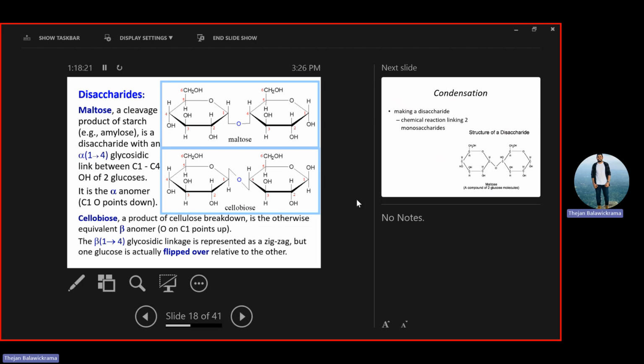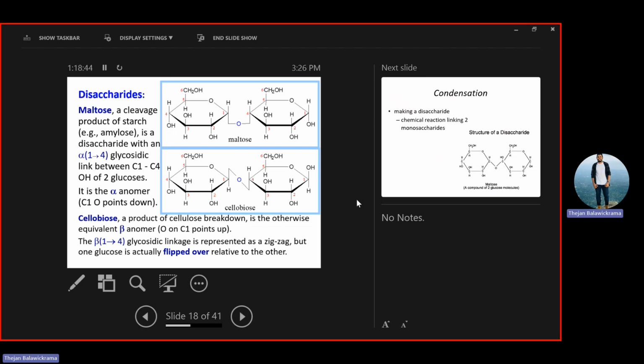So that is the maltose molecule. Right. Now, this is another example. In that case, the molecular structure is a bit different. We say that is zigzag, flipped over, right? That's connected in a different way.